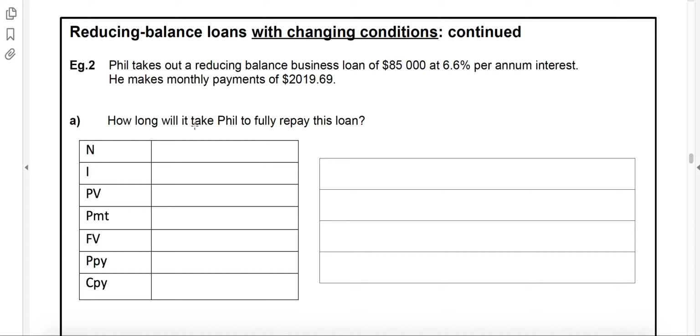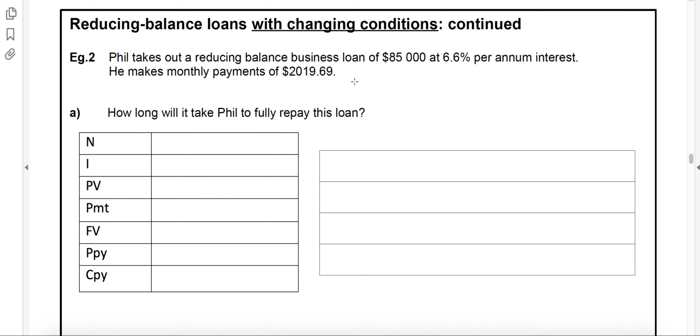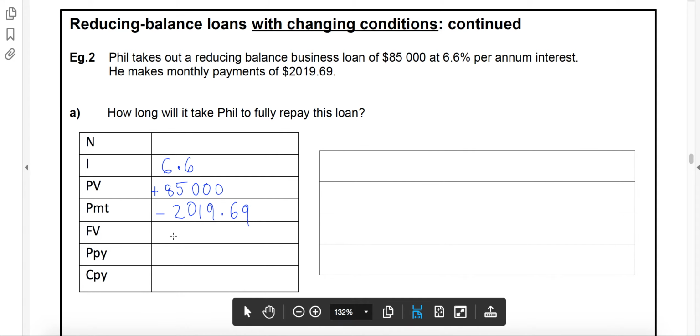Okay, just a second example now. We've got Phil with an $85,000 loan, 6.6% per annum, and monthly payments are given. How long is it going to take him to pay off this loan? All right, let's get the info in. 6.6, we've got 85,000. That's given to him, so positive. What have we got? Negative 2019.69 is his payment. I've placed it as negative. It's going to the bank. He's going to pay it off. It is monthly, so it's compounding monthly as well. And what we're going to do is solve for n.